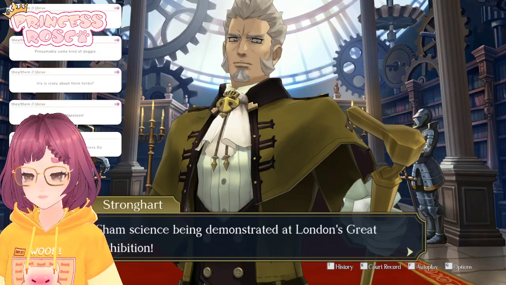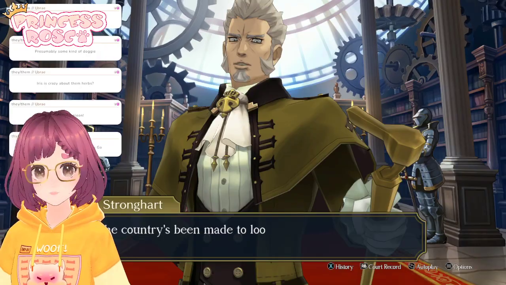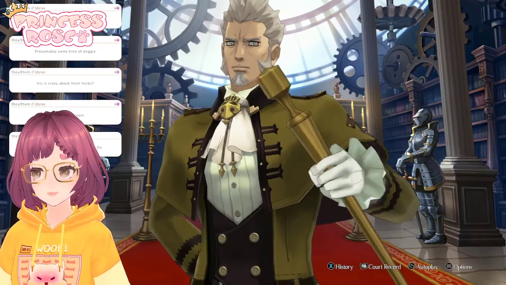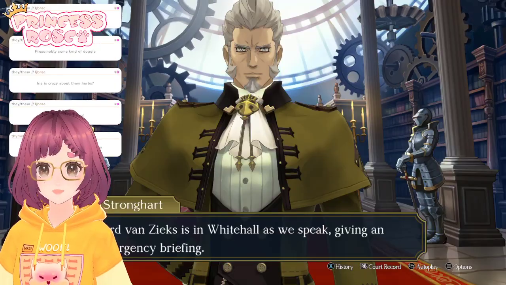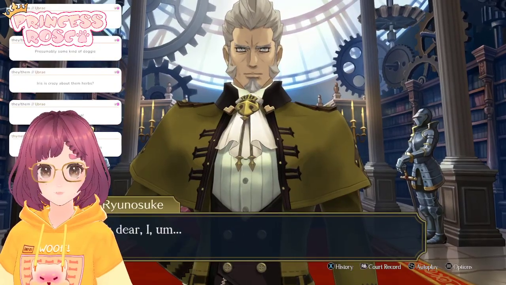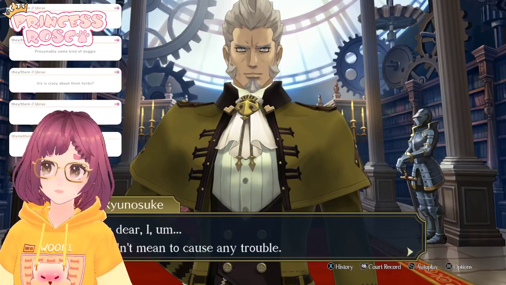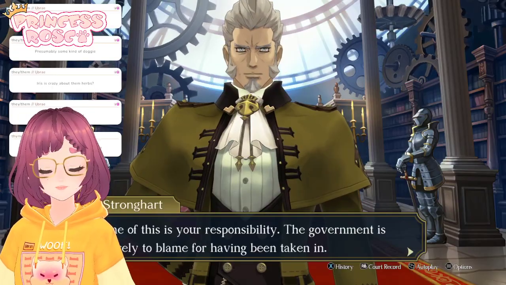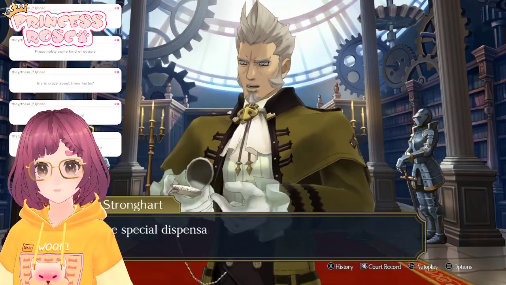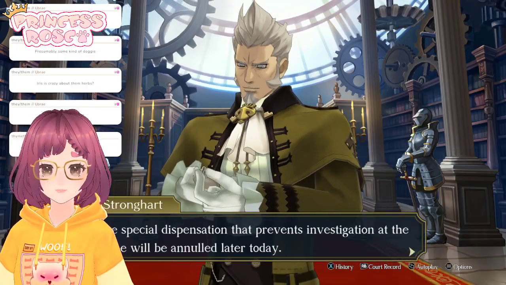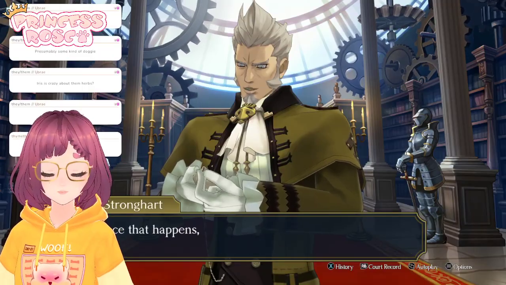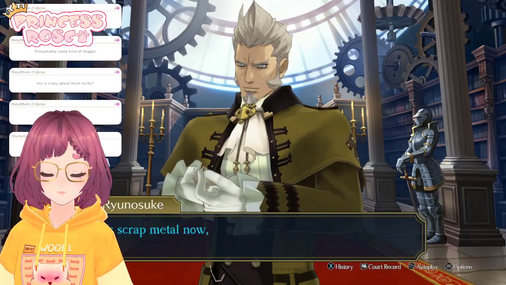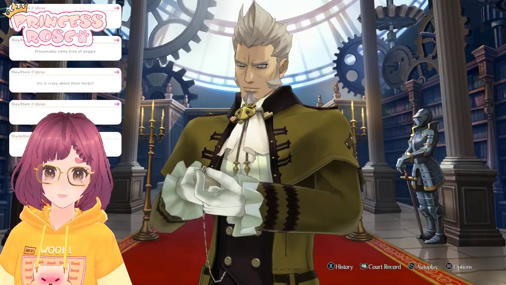Sham science being demonstrated at London's Great Exhibition. The country's been made to look foolish, and now politicians are scrambling to respond. Lord Van Zeeks is in Whitehall as we speak, giving an emergency briefing. Oh, dear, I didn't mean to cause any trouble. None of this is your responsibility. The government is entirely to blame for having been taken in. The special dispensation that prevents investigation at the scene will be annulled later today. Once that happens, my forensic investigation team will move in and deal with that scrap metal in no time. It's scrap metal now, is it?